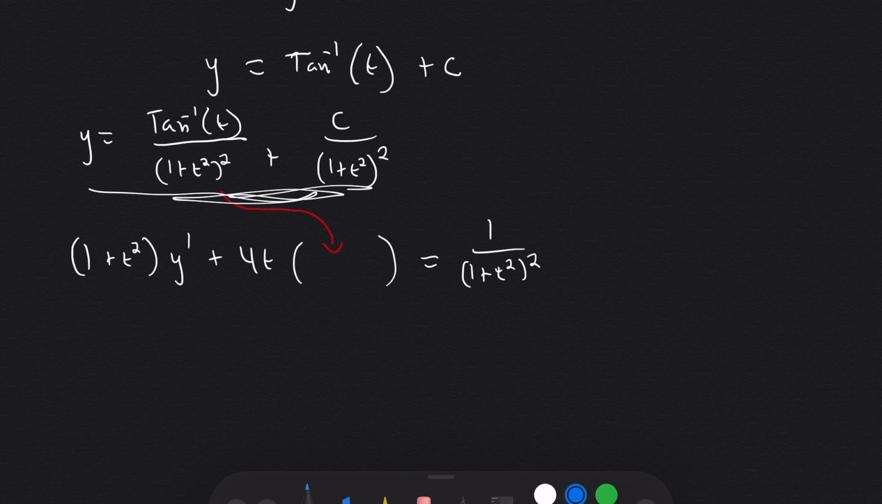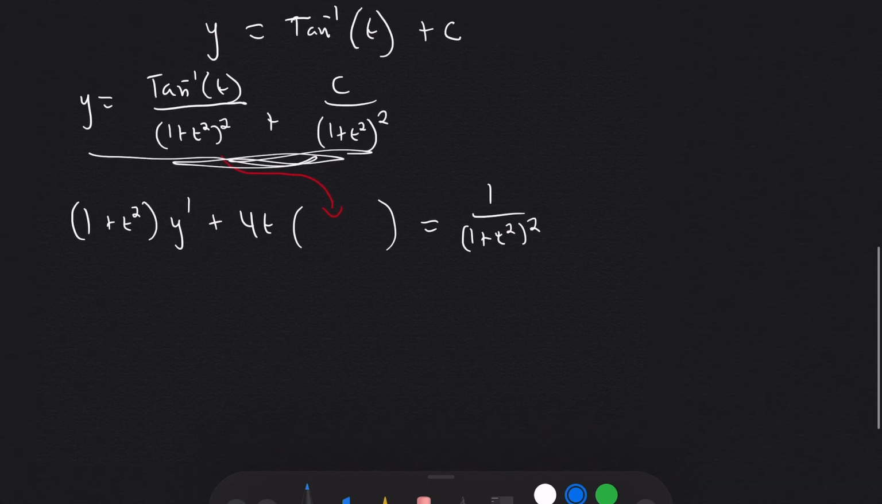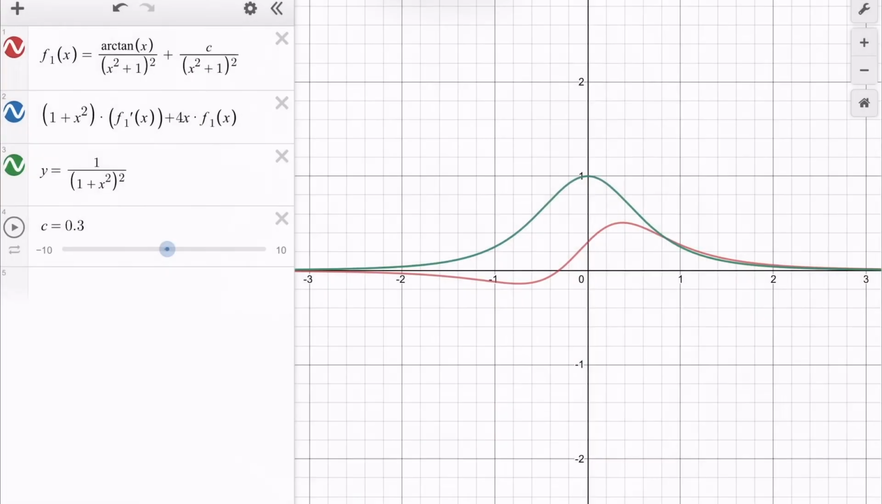I checked that in a calculator. If you were to do that by hand, you'd be wasting a bunch of time. We can actually just graphically verify this. So let's hop over to Desmos, and I will show how we verify that. Okay, so the first function, f1 of x, that was our y that we just found.